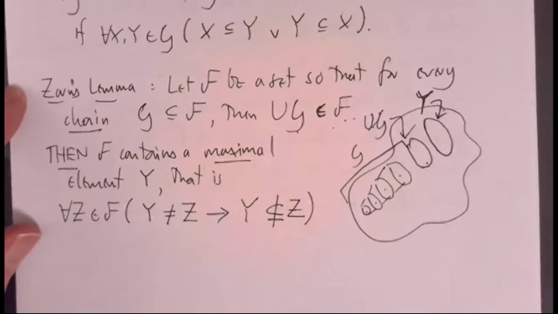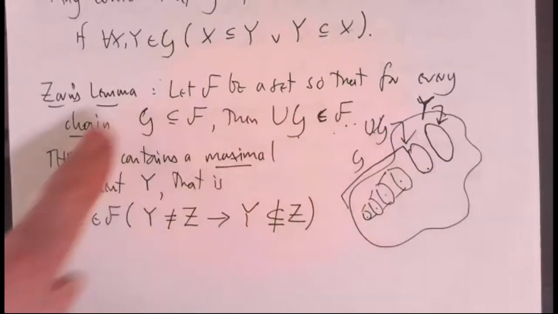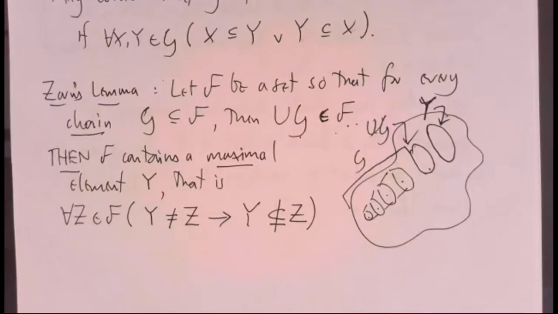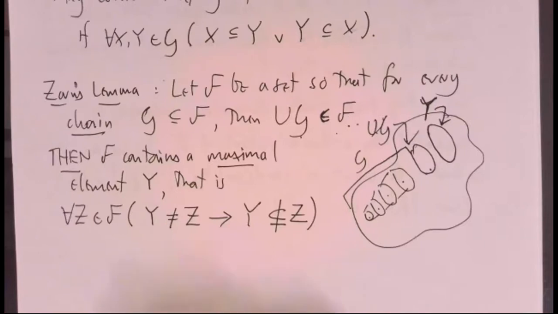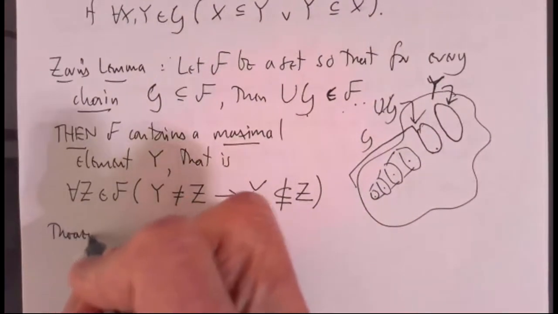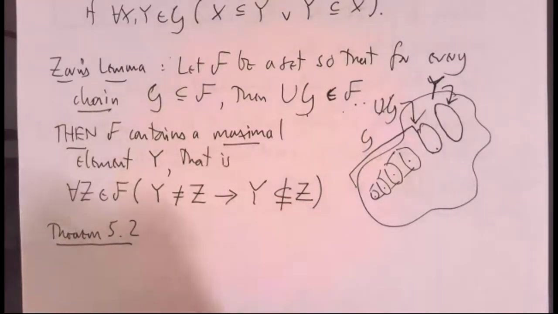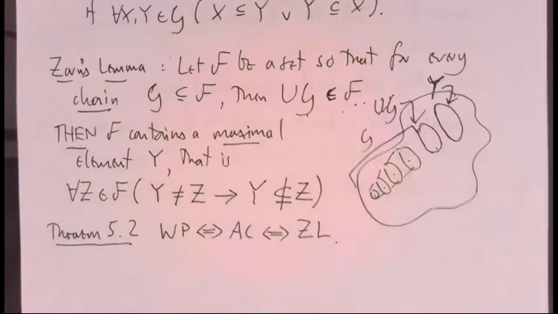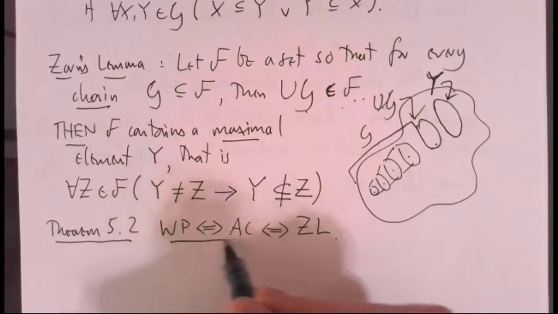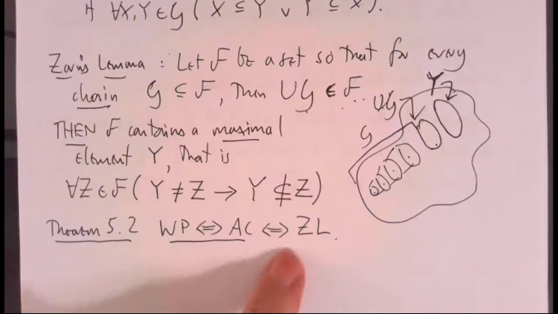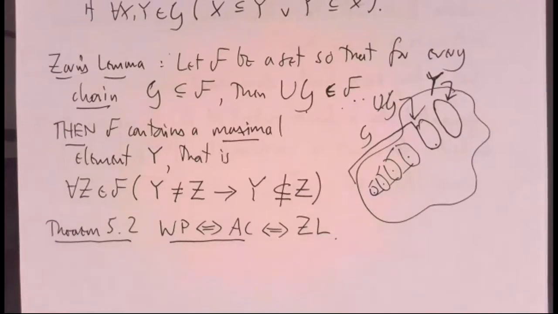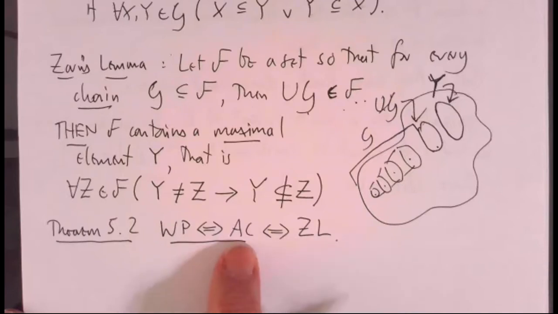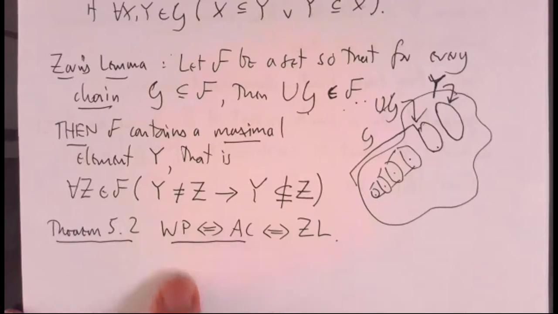So this Zorn property of collections F with this chain property turns out to be equivalent to the axiom of choice, AC. And that's theorem 5.2. Now, the equivalence of AC and WP we've already shown in the previous theorem, so this is the new bit. What we're going to do is first show that Zorn's lemma implies AC. We know AC implies WP, and then we're going to show WP implies Zorn's lemma. So we'll have a circuit of implications.